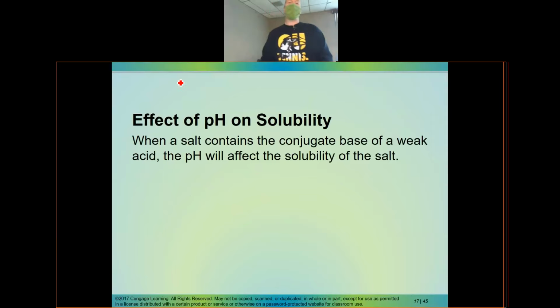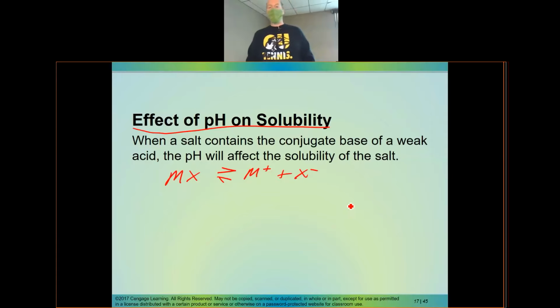All right, pH has a huge effect on solubility. But not for all of our insoluble salts. What you're going to have is a metal with an anion, so a generic metal and an anion, X, and you're going to get a metal plus and an X minus. All right, so just generic here.